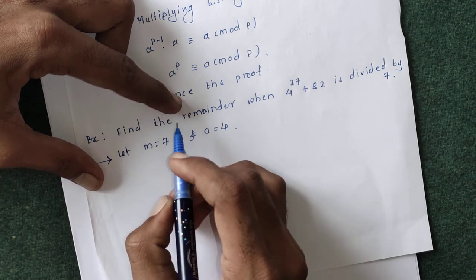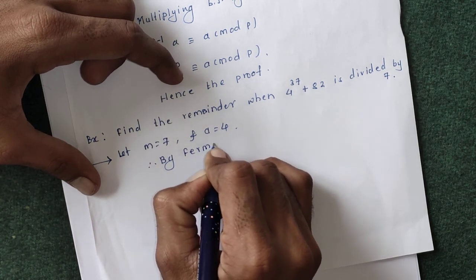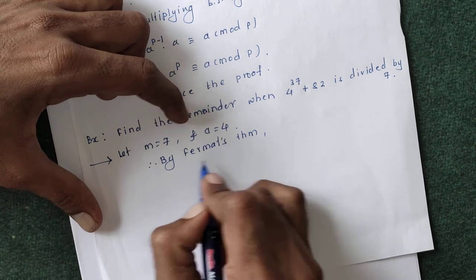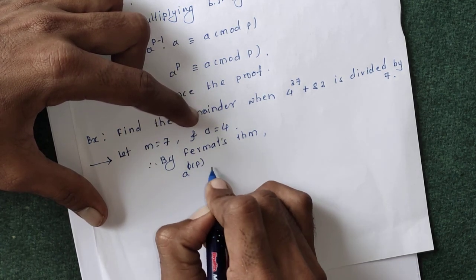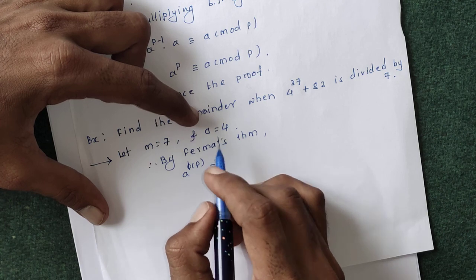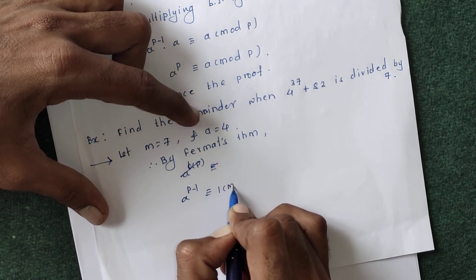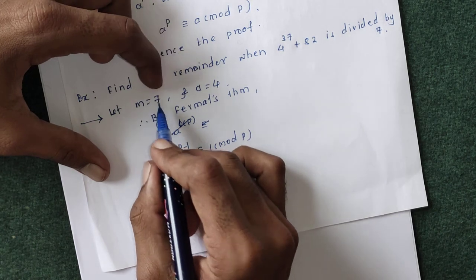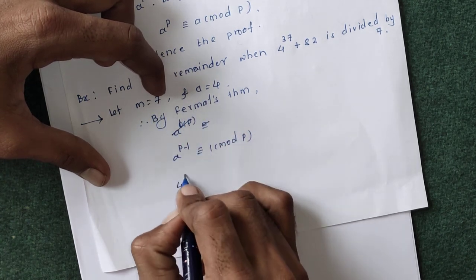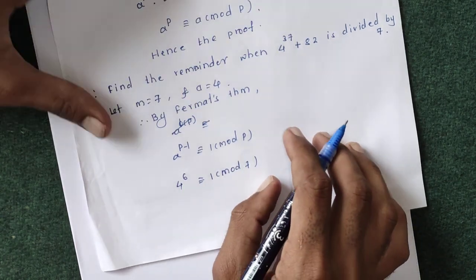Or we can simply use Fermat's theorem, since m equals 7 is a prime number. Therefore by Fermat's theorem, the statement is A raised to P minus 1 is congruent to 1 mod P. Here P is 7 and A is 4. So 4 raised to 7 minus 1, that is 4 raised to 6, is congruent to 1 modulo 7. That is, if we divide this number by 7, we get remainder 1.